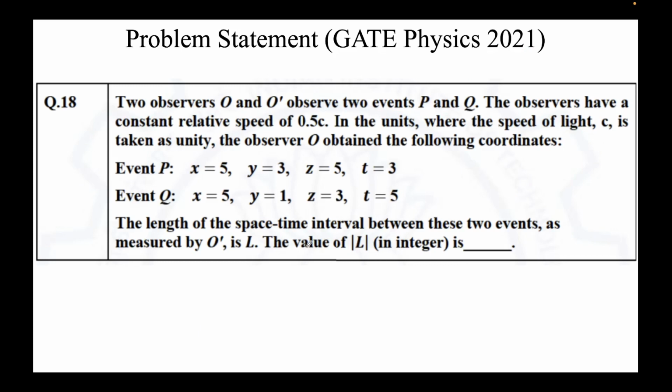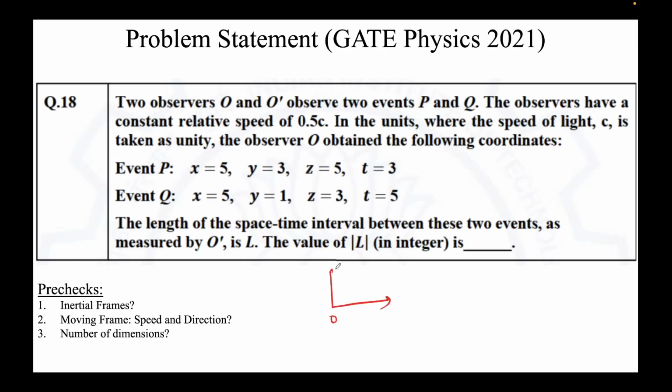Coming back to the problem, before we start solving this type of problems, we do some pre-checks. The first pre-check is whether all the frames mentioned in the problem are inertial or not. So you notice that the question talks about two observers. So let's say this is the observer O sitting in frame S and this is another observer O prime sitting in the frame S prime. And we notice that the question says observers have a constant relative speed of 0.5 c. So let's assume that the first observer is at rest. This means the second observer, this frame, will be moving at a constant speed v of 0.5 c because that's given in the problem. So we notice that the first frame is at rest, so S is inertial.